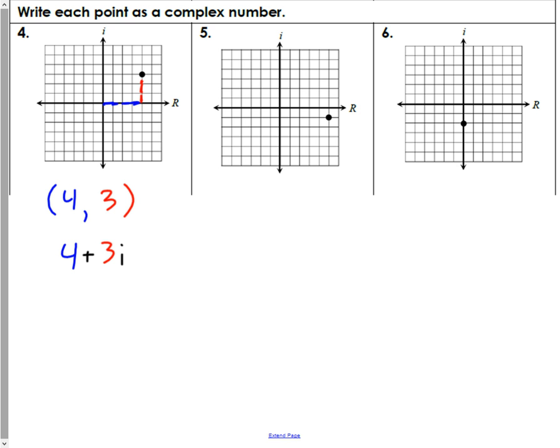Number 5, very similar. Now we're counting to the right, 1, 2, 3, 4, 5, but going down 1. So as a complex number, that would be 5 minus 1i. Yeah, the colors are fun. That's an ugly one. Let's try again. Sure, 5 minus 1i. And then finally, number 6. Again, notice that that is an entirely imaginary number, so that's just -2i.